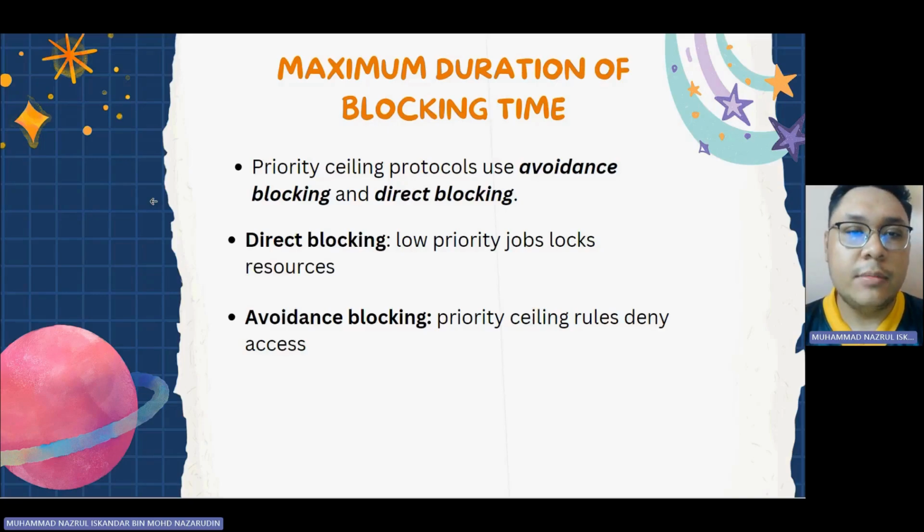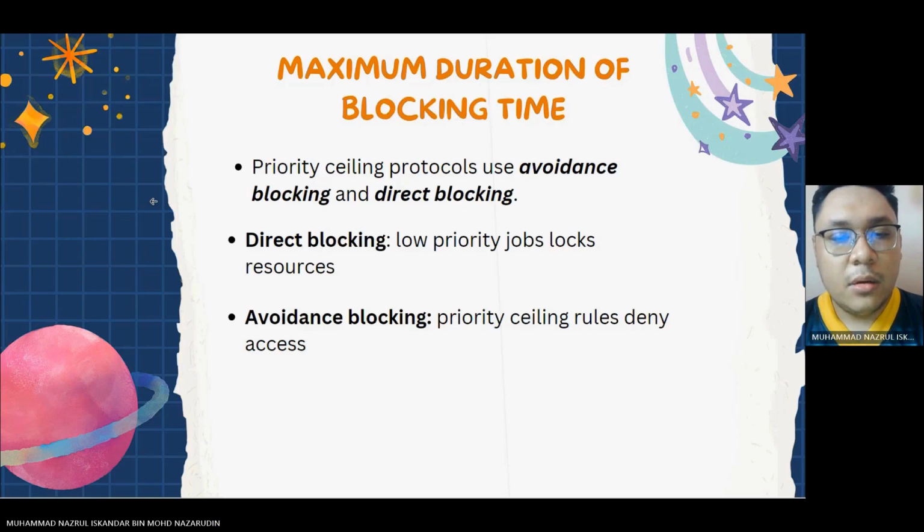In maximum blocking time, the priority ceiling protocol uses avoidance blocking as the first one, and the second one is direct blocking. So what's the difference between avoidance blocking and direct blocking? Direct blocking is when a low priority job locks resources, and avoidance blocking uses the priority ceiling rules to deny any access.